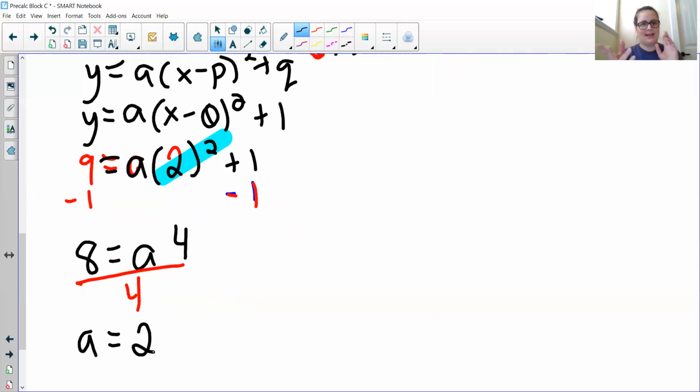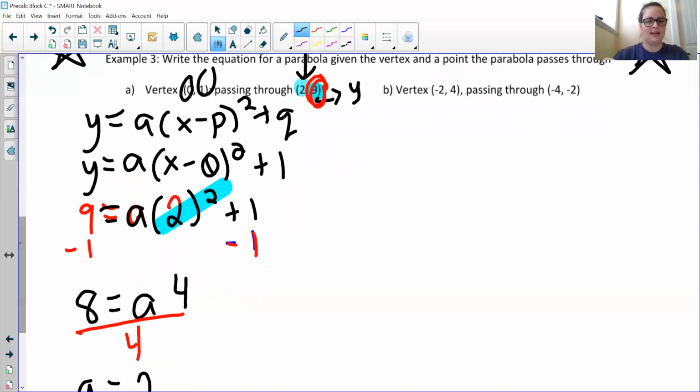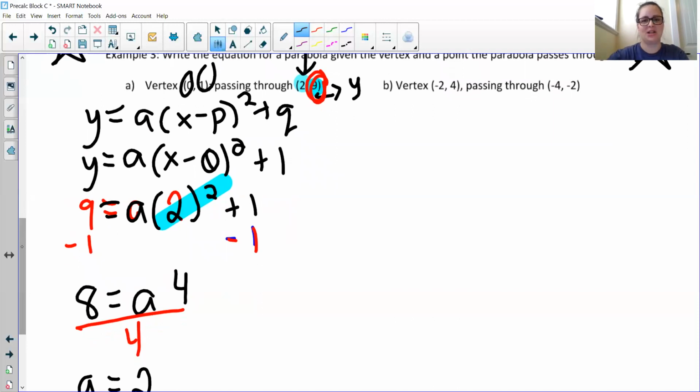Now I switched my left and right side. That's just arbitrary. You can leave it on the right side. I really like it to be on the left side. I'm a very particular person.